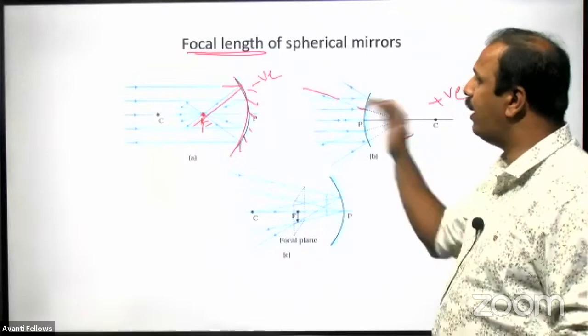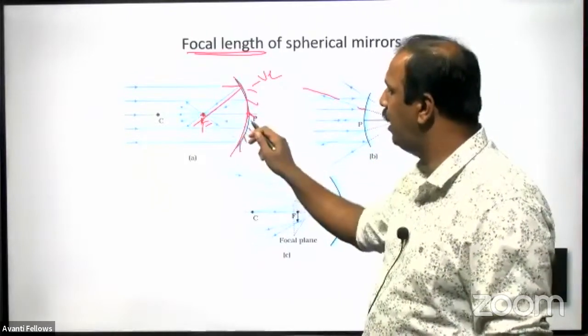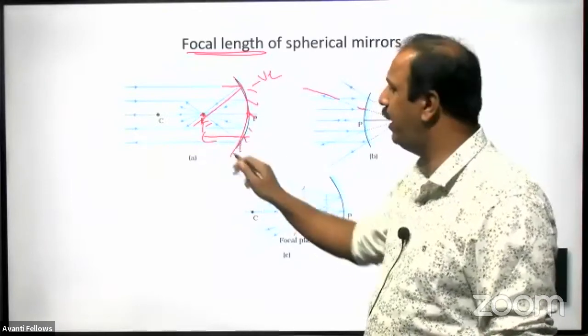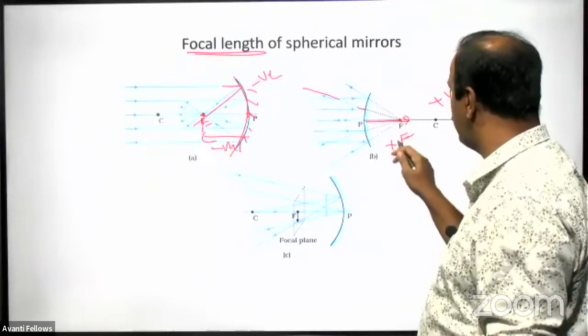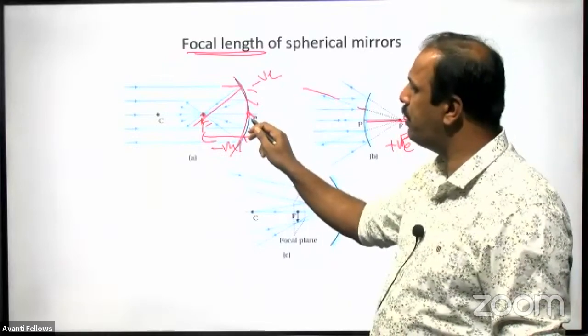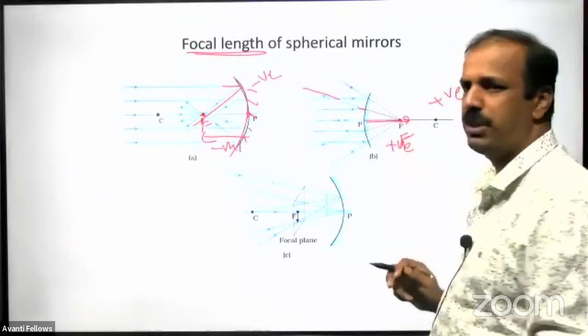The focal length is the distance from the pole to the focus. You see here, pole to the focus means you have to measure that side, so it will be negative here. Here, pole to the focus is this side, so it will be positive. That's how it becomes positive and negative, because we have to take all the measurements from the pole. So this side will be negative, this side will be positive.